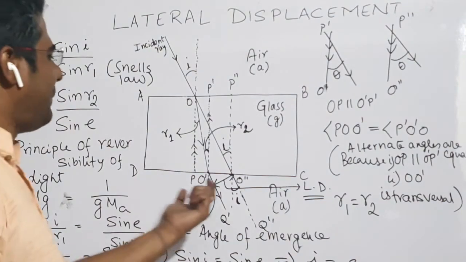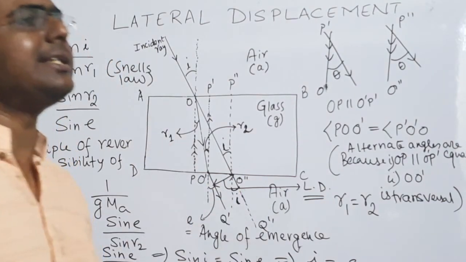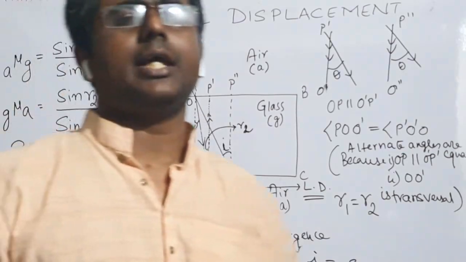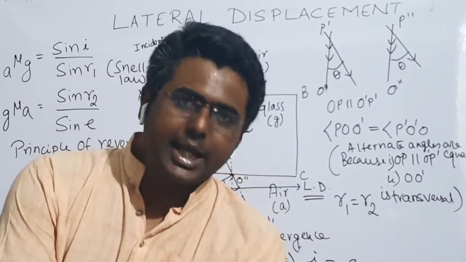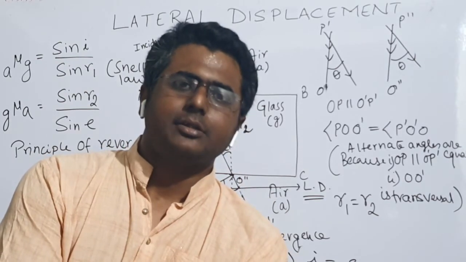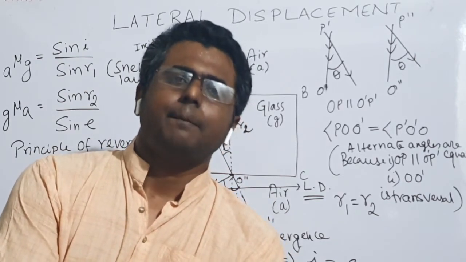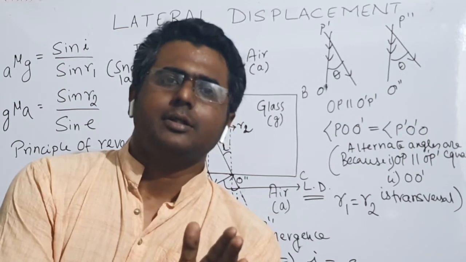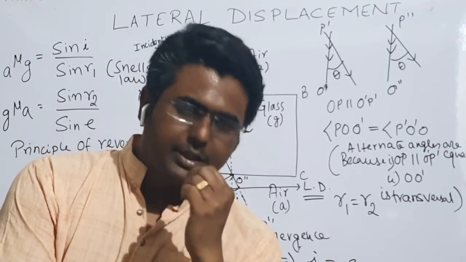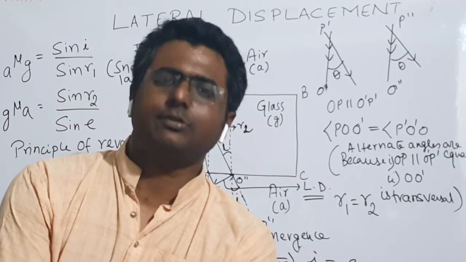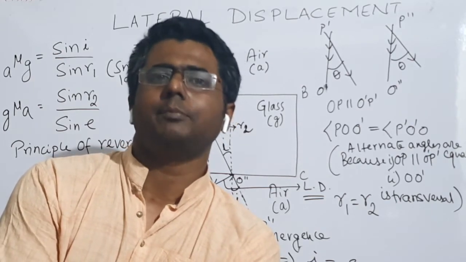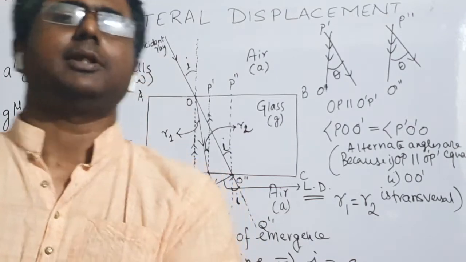That is the perpendicular distance between incident ray and emergent ray. Write it down. Perpendicular distance between incident ray and emergent ray after the light passes through the glass slab is called lateral displacement.